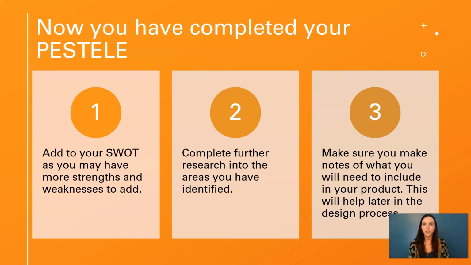So now you've completed your PESTELE. Add to your SWOT, add more strengths and weaknesses. Complete further research into areas you have identified. Tidy up your answers to make sure that they're all referenced using the Harvard referencing system and that you've got as much information as you possibly can. Make sure you make note of what you will need to include in your product. This will help you later in the design process. So adding in "what have I learned and next steps" to the end of your page is a really good idea, because this can be a checklist as you work through your design ideas.